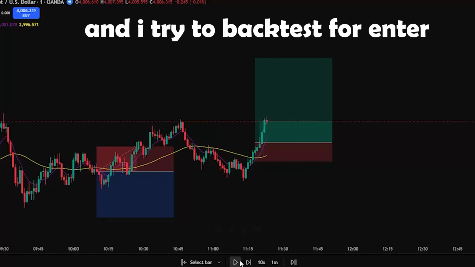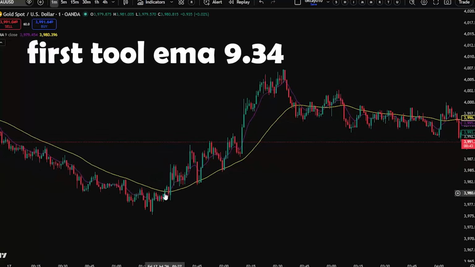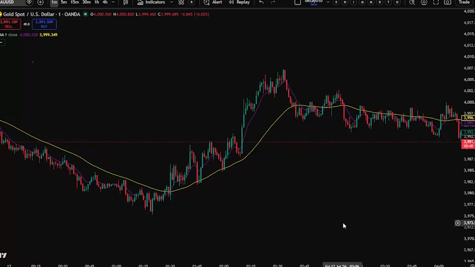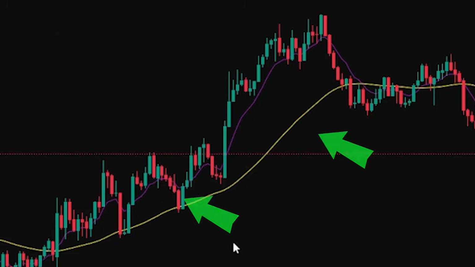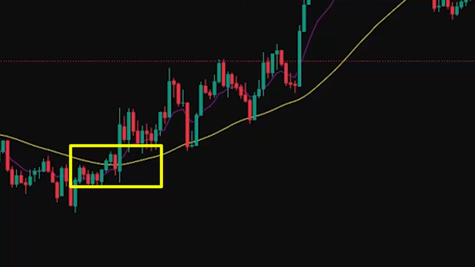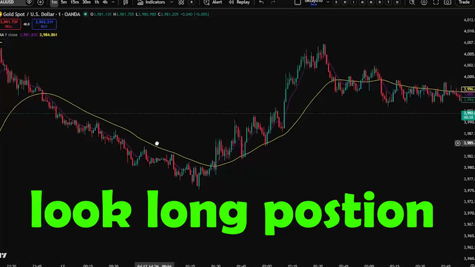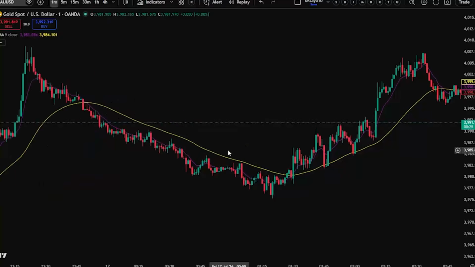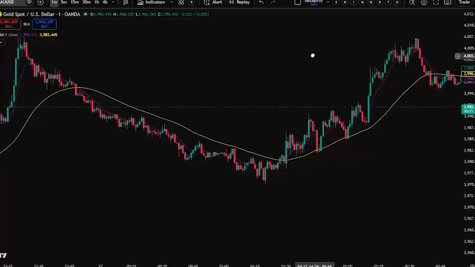So before we get into the backtesting, let's quickly see what the rules of this system are. Our first tool is EMA9 and EMA34. We use these two moving averages to identify the short-term direction of the market. When EMA9 is above EMA34, it means that the short-term strength is more on the side of the buyers, and we are looking for long positions. When EMA9 is below EMA34, our focus is on short trades.